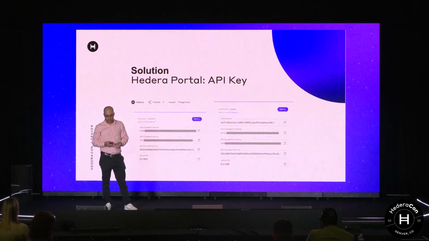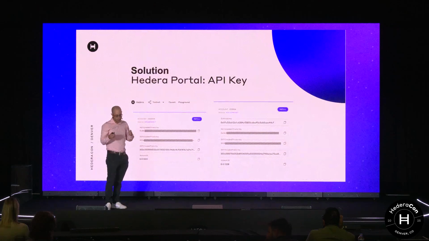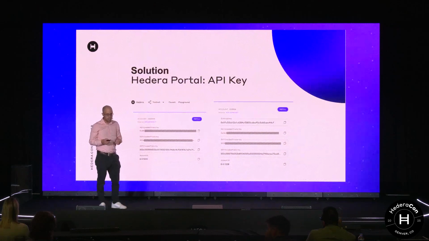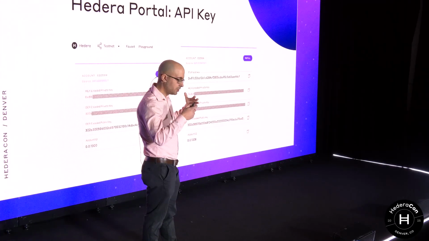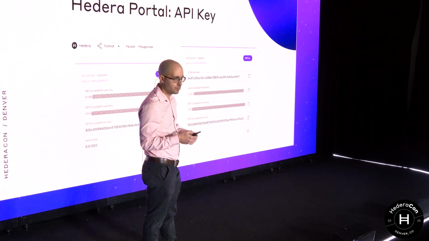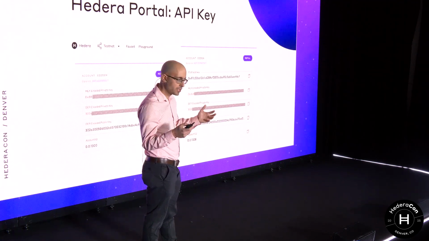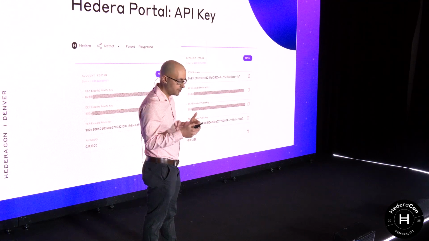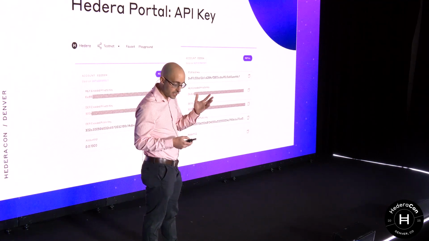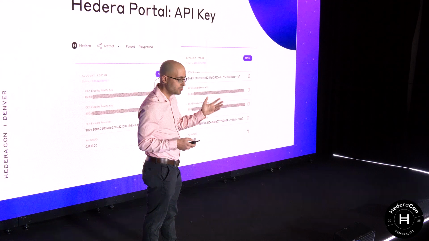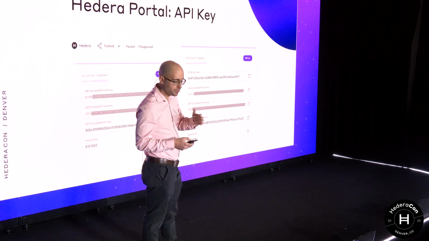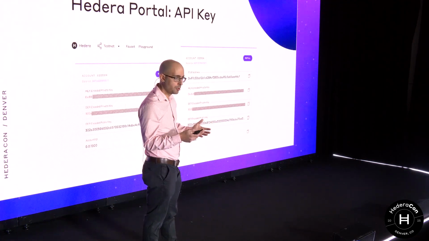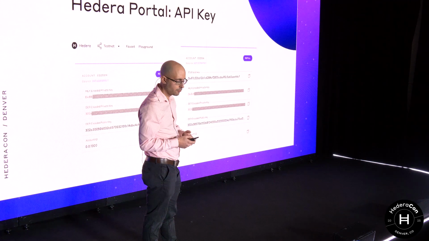And the solution to that is to use the Hedera Portal API. The Hedera Portal is a website where you can log in, and Hedera will automatically create 2 testnet accounts for you. And it exposes an API that you can invoke using an HTTP GET request to dynamically retrieve all the information about those accounts in a JSON format.